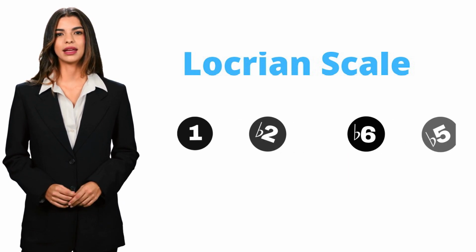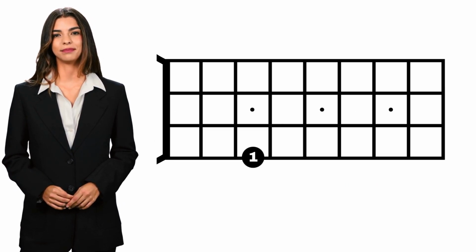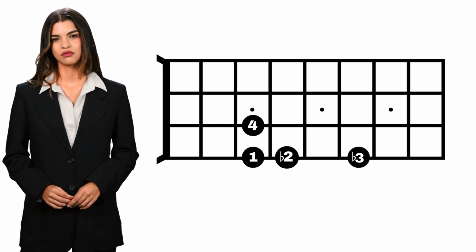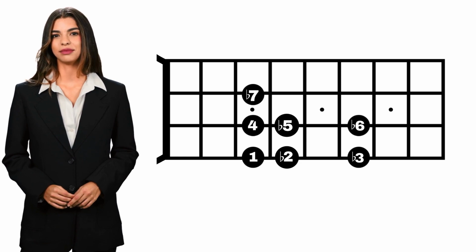Let's go through the intervallic of the Locrian mode or scale. The Locrian mode is formed by the tonic, a minor second, a minor third, a perfect fourth, a diminished fifth, a minor sixth, and a minor seventh, one tone away from the octave. Let's play the Locrian mode one more time.